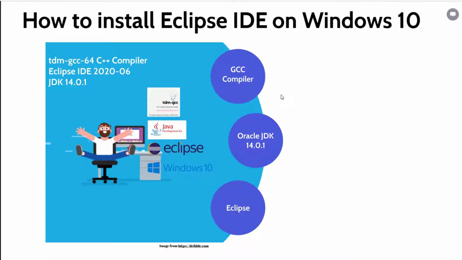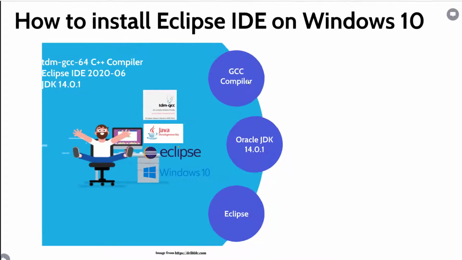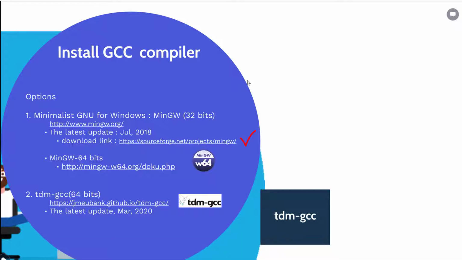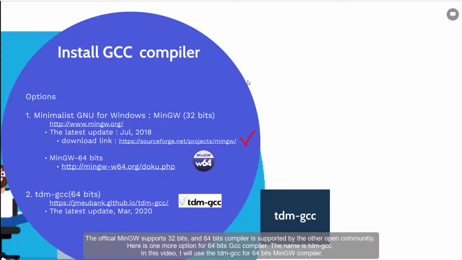First, let's talk about installing the GCC compiler. One of the best GCC compilers is MinGW. It means Minimalist GNU for Windows. As of now, the latest update is July 2018, and here is the link for download. The official MinGW supports 32-bit, and a 64-bit compiler is supported by another open community.